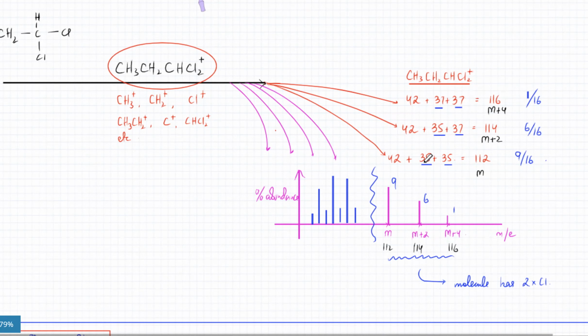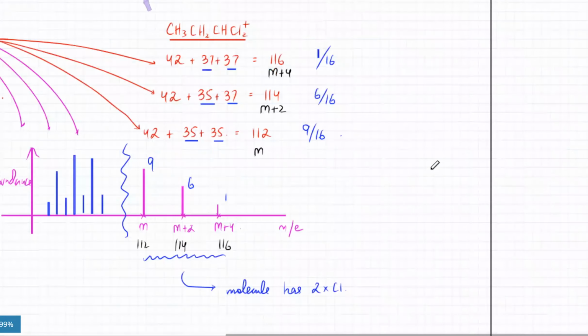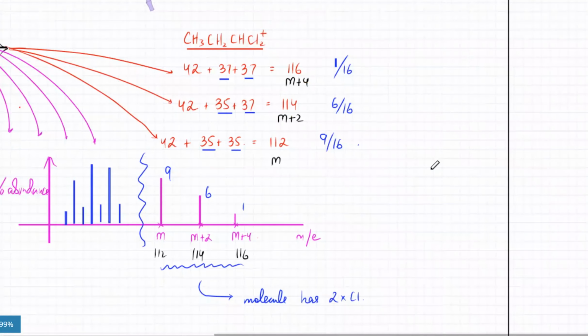We did the probability thing as well. The chances of getting 35 is 3/4, and the chances of getting the other one as 35 is also 3/4. So it's going to be 3/4 multiplied by 3/4, and that gives you 9/16. What are the chances of getting both of them as 37? The first one is 37, the chance of that is 1/4, and the second one is 37, that's also 1/4. So the combined probability of getting both of them as 37 was coming out to be 1/16.